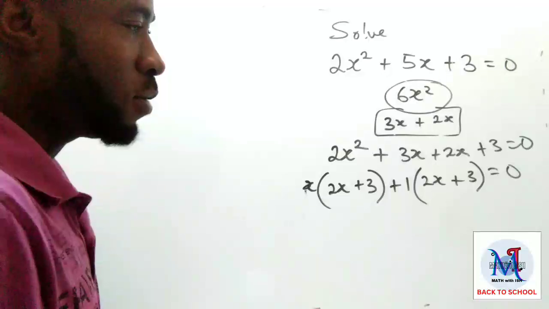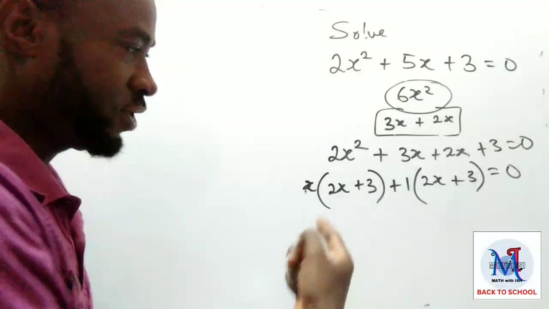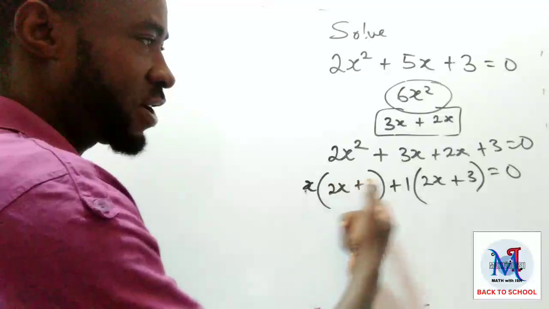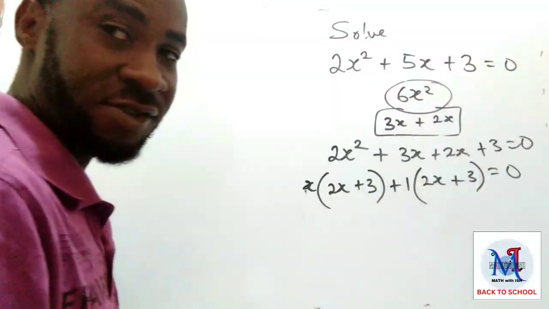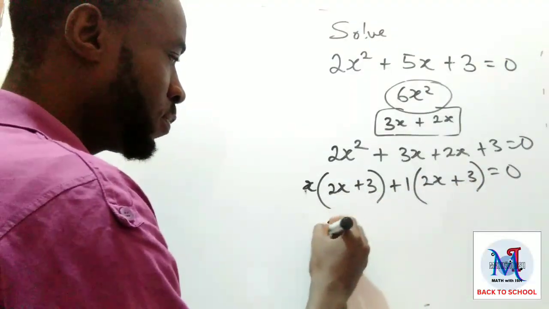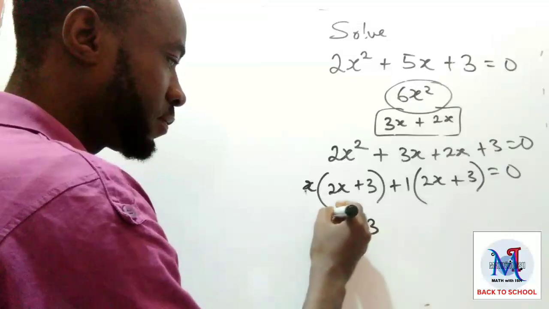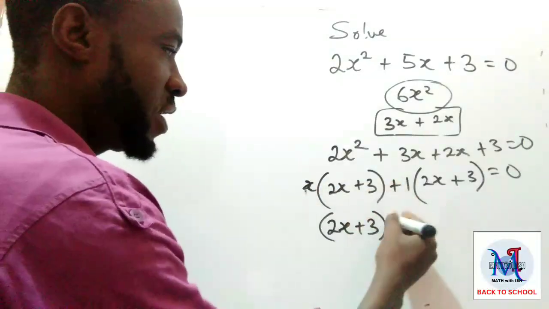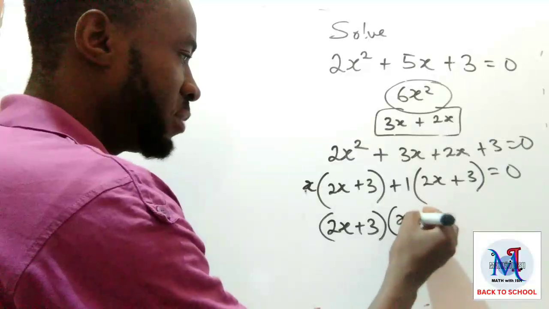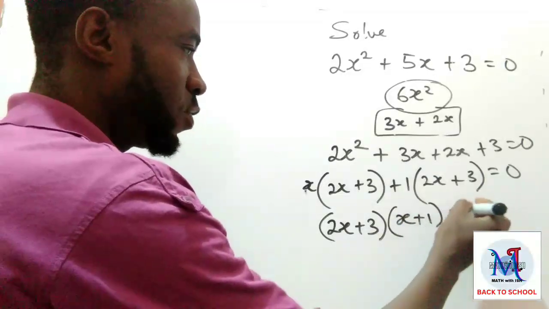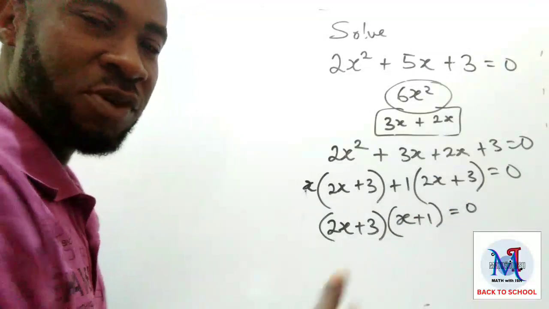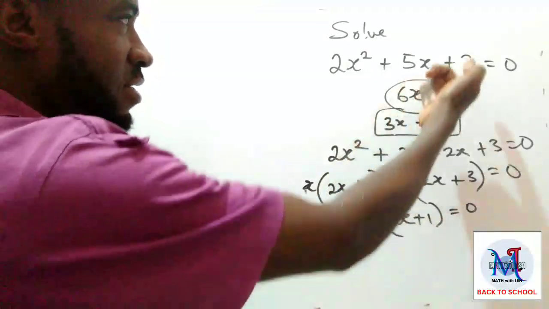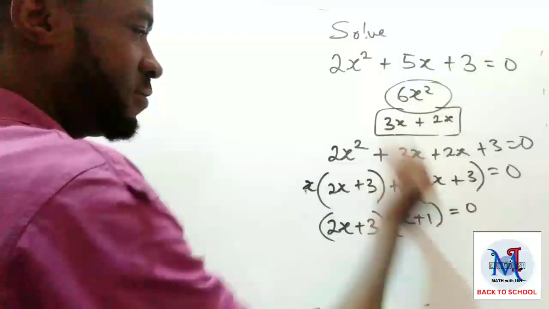Now when you get to this point, if you check, the terms inside this bracket and this one inside the bracket are the same. So I'm going to pick it out, and then these two outside the bracket, x plus 1, I'm going to group them in one bracket, equal to 0.